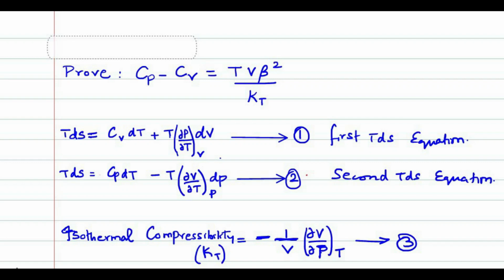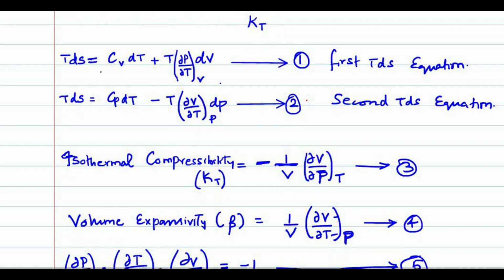Good morning, students. In this session, we will be deriving the relation Cp minus Cv is equal to T V beta square by Kt. So, for deriving this equation, we should be able to write these equations first. That is the first TDS equation.